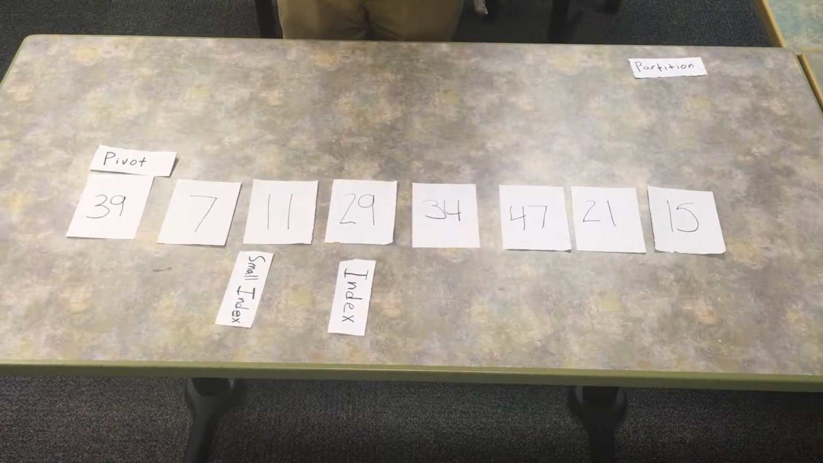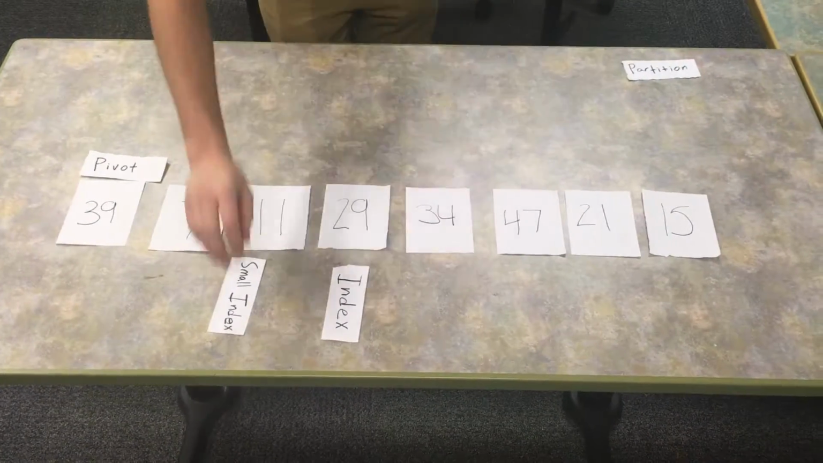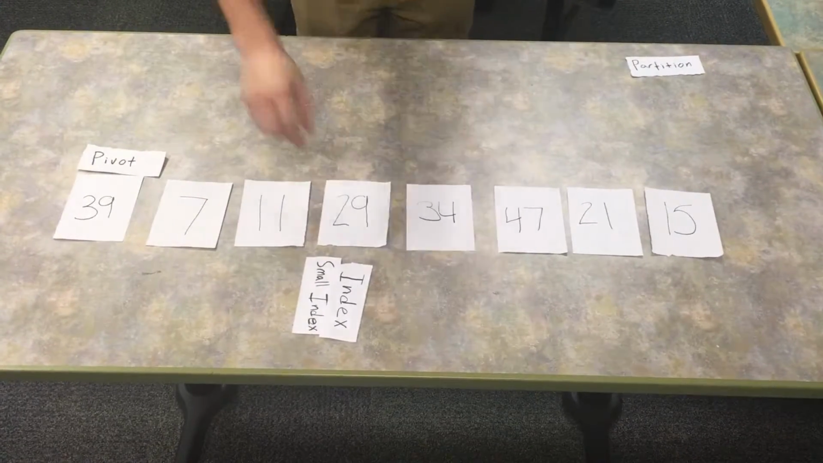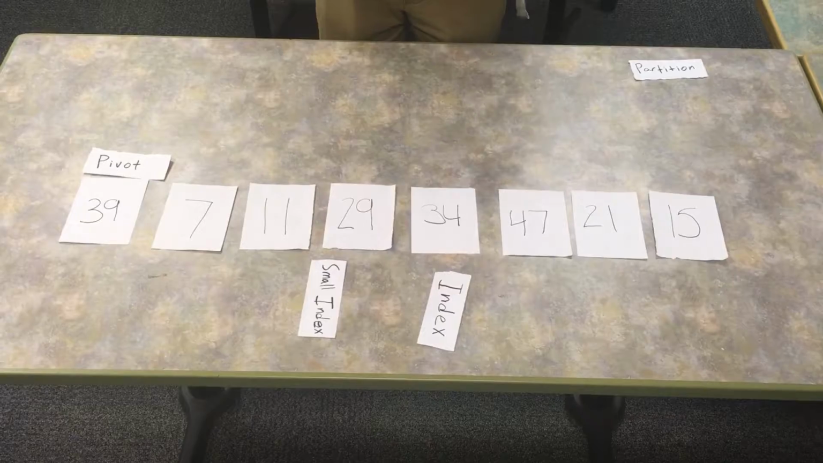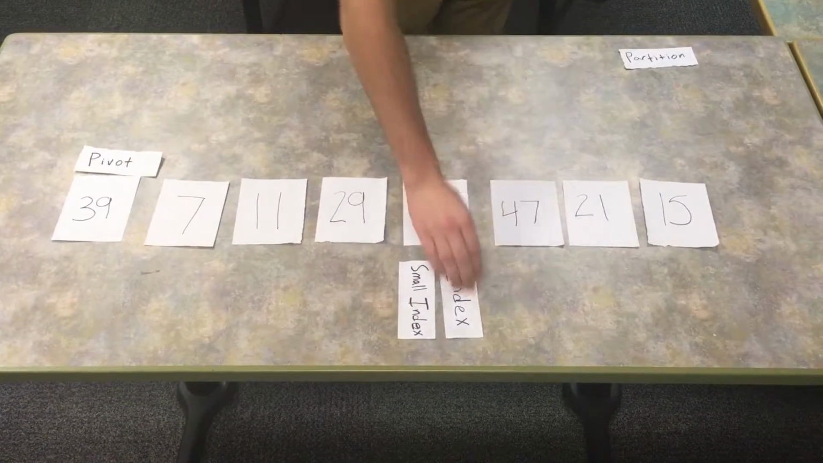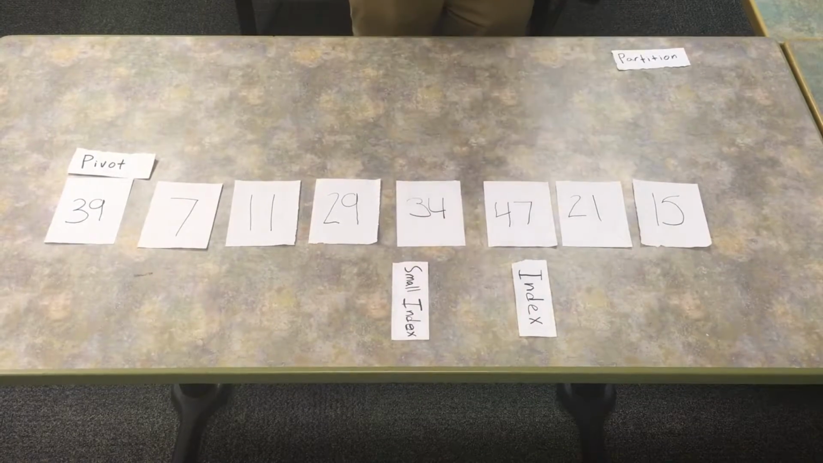Okay, is 29 smaller than 39? Yes it is. Okay, increment small index and we don't do anything. Yet again, increment our index. Is 34 smaller than 39? Yes, you know the drill. And increment again.